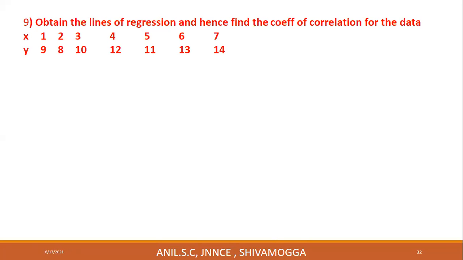Obtain the lines of regression and hence find the coefficient of correlation for the given data. Clearly, this is a type 2 problem because here first we find lines of regression and then using the lines of regression we find the coefficient of correlation. First we construct the relevant table.